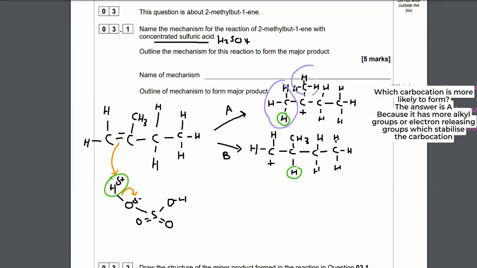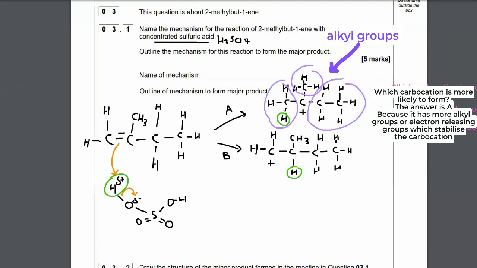So, this first product, I'm going to circle these 3 groups here. These are called alkyl groups. So A is the major product because it forms more of these alkyl groups, and these are electron releasing, and they stabilize the positive charge. And so that intermediate is more likely to form because it is more electrically stable or energetically stable.